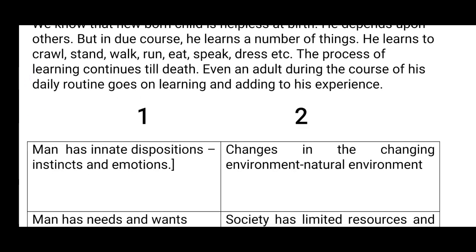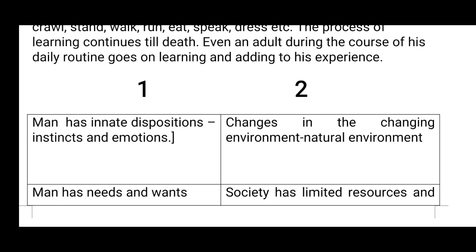Here are some fundamental categories. First type: man has innate dispositions, instincts and emotions. This is one hand. This is known as the stimulus, and changes in the changing environment or the environment behavior. This is the other hand. This means there are two aspects: one aspect inside the man, and the second aspect outside the man. Inside the man and outside the man are interacting in society, and the person is changing in himself.